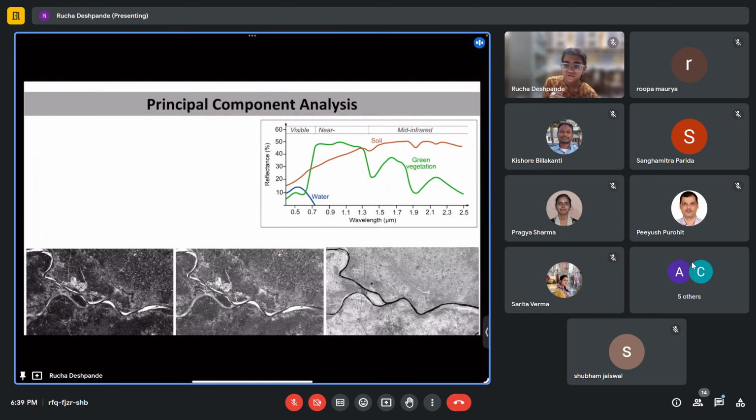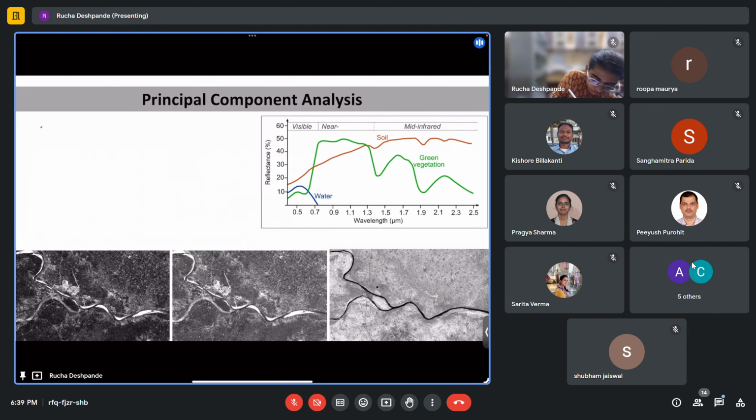Okay, so let's move to principal component analysis. Principal component analysis is mainly used to reduce the dimensionality in the data.